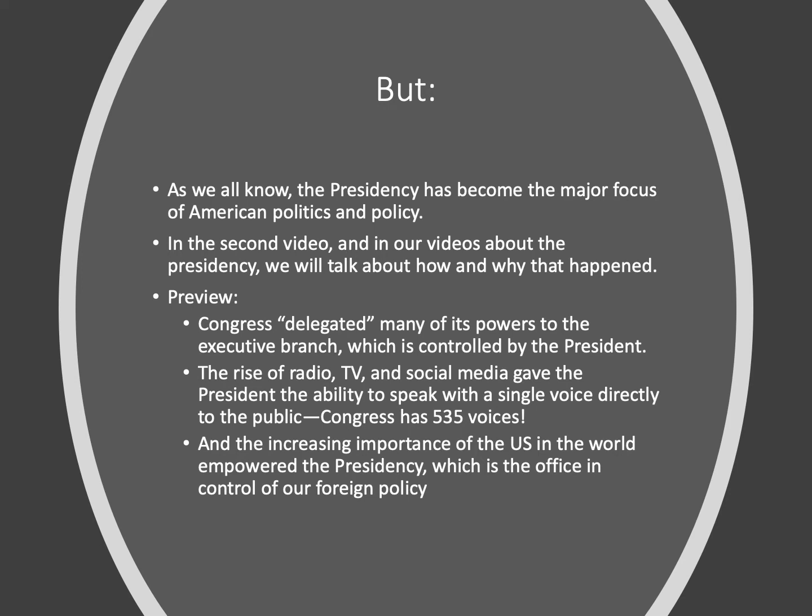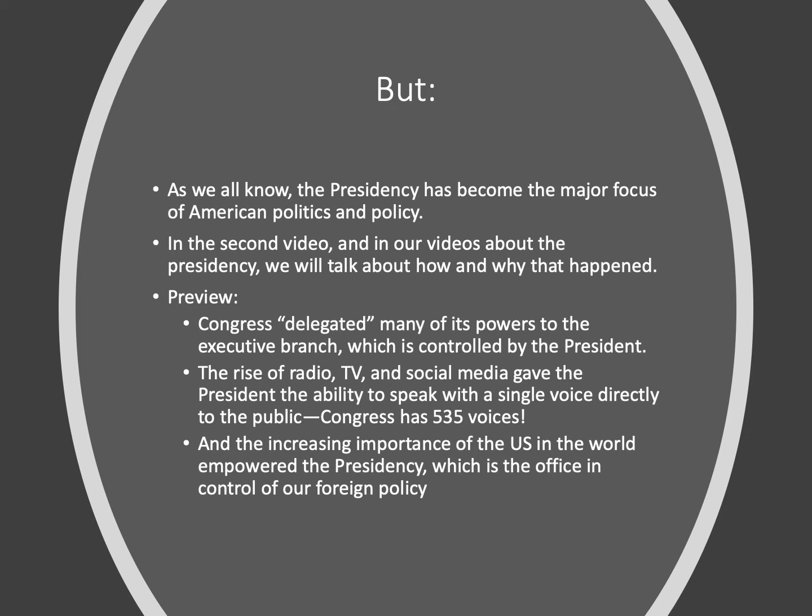It's an odd thing, but it has happened, and we're going to talk about how that happened. But preview of this, at least just three things. One, Congress delegated, or essentially gave away, many of its powers to the executive branch, to these big agencies.